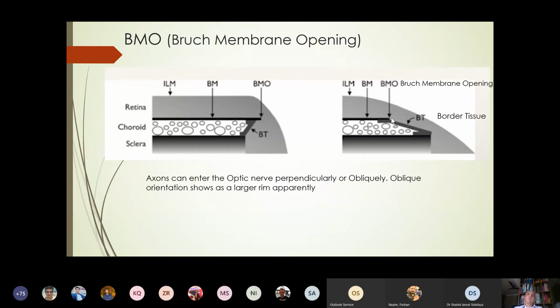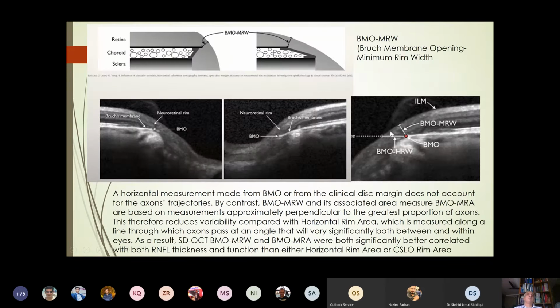Compared to a BMO, which is over here, which you measure might be longer. This is the BT, the border tissue between the sclera and the RPE. So that sometimes can be oblique. That can give you an apparent appearance of a larger rim when you see it clinically. As we go forward, you'll appreciate it more.